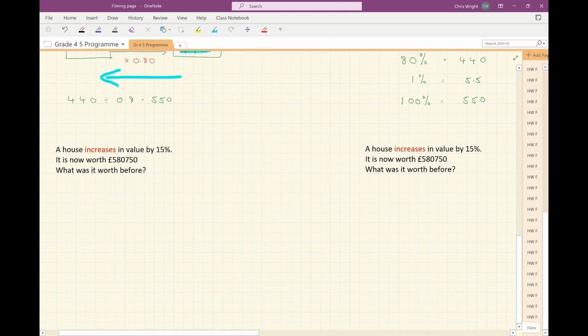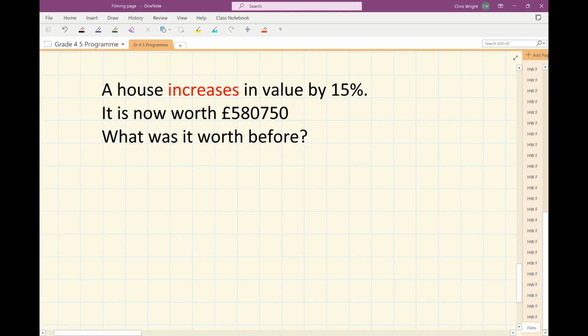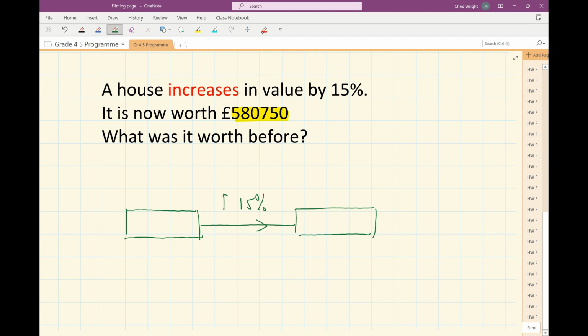Right, here's the question. A house increases in value by 15%. It's now worth £580,750. What was it worth before? Well, let's start with method one. Let's go forwards, think what we would do, and then go backwards. So if we were going forwards, we'd start off with the original value. We're increasing by 15%. So what would we multiply by? 1 point the increase, multiply by 1.15.